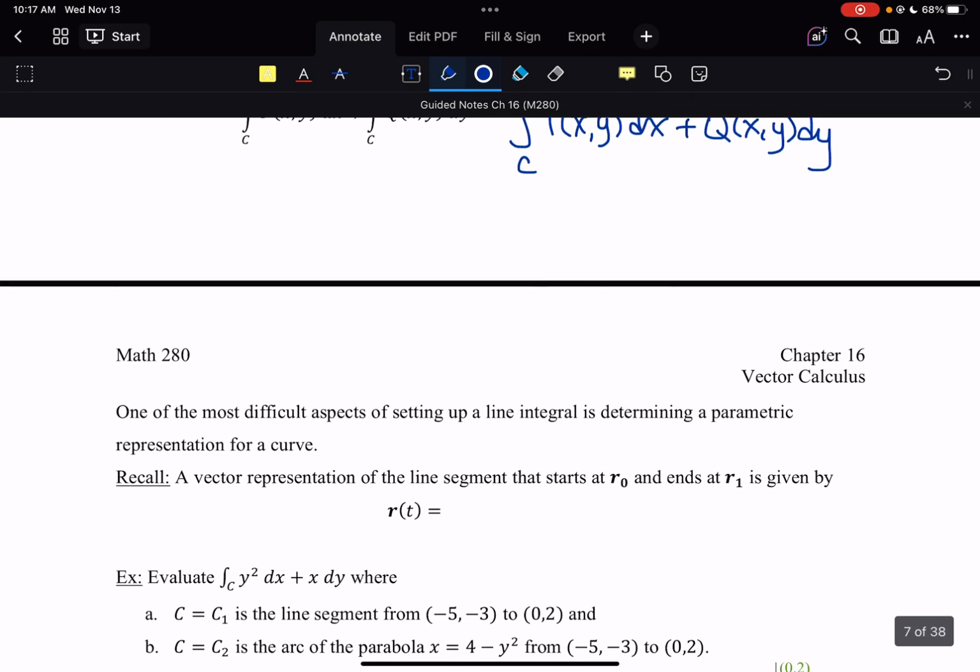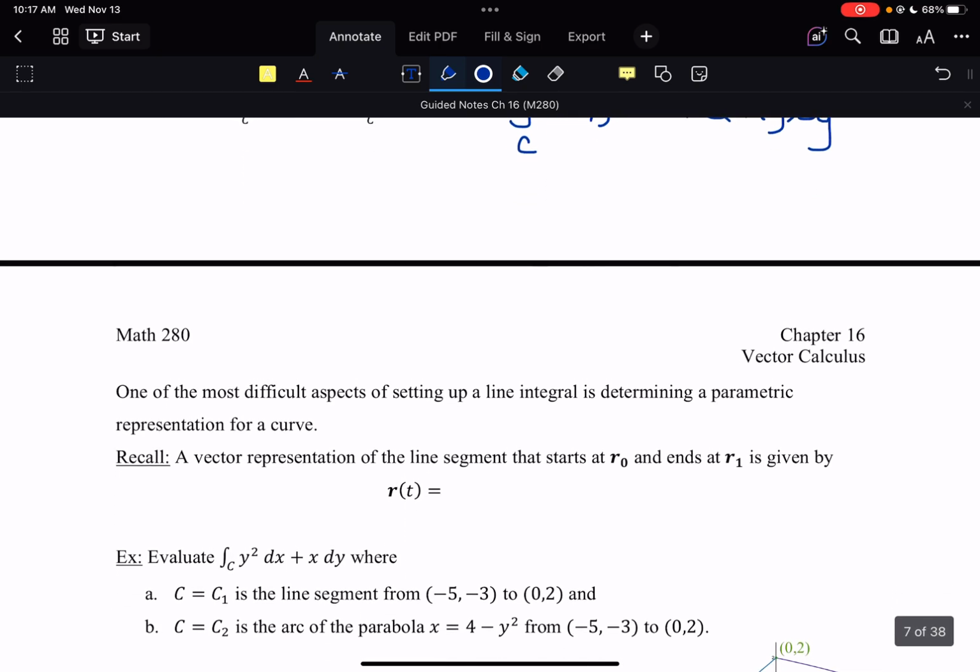A note at the top of the next page here. One of the most difficult aspects of setting up a line integral is determining a parametric representation for a curve. A lot of times, if we can use x or y as the parameter, we like to do that because it's the most straightforward, especially if you have a function. But we've also seen things where we parameterize circles with cosine and sine, like polar coordinates, and some other examples as well. One of them we talked about a long time ago in the first chapter of this course, which I mentioned at the time we would need later. Well, it's later, and so we need it now.